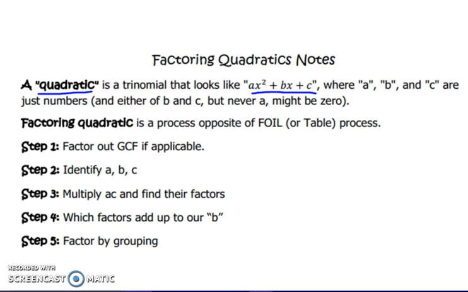Now, this is the opposite of FOIL. When we did factoring out the GCF, it was the opposite of the distributive property. Well, now we're doing the opposite of FOIL. Step 1, we're still going to factor out that GCF, if we can. Not every problem is going to have it. Then we're going to identify a, b, and c. We're going to multiply a and c, and we're going to go from there.